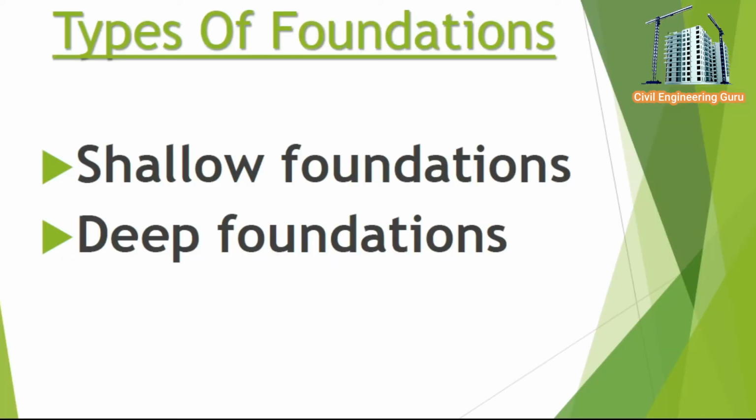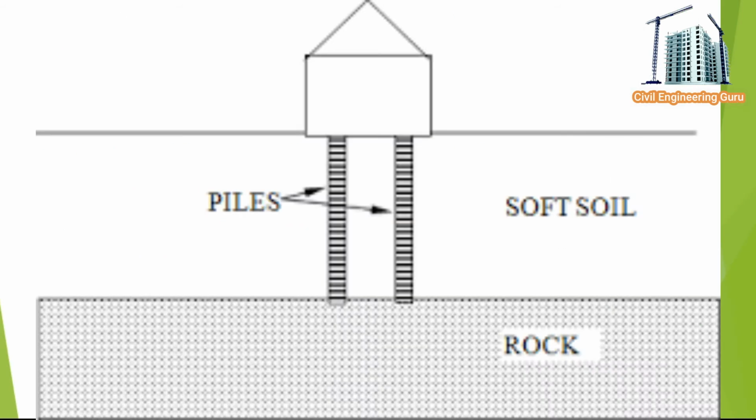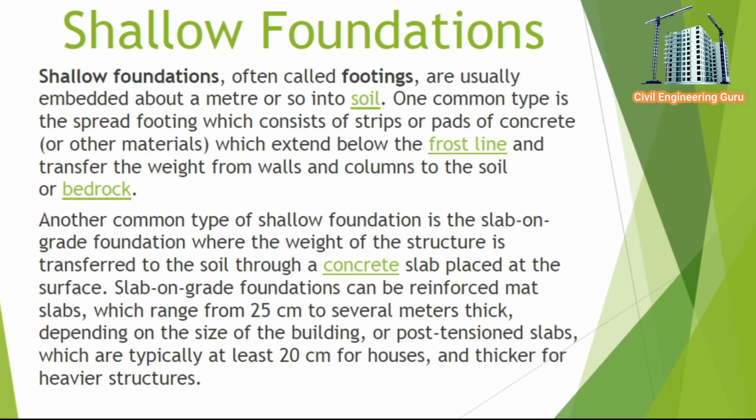There are different types of foundation engineering, such as shallow foundations and deep foundations. Now we discuss the first type of foundation engineering, that is shallow foundations. Shallow foundations, often called footings, are usually embedded about a meter or so into soil. One common type is the spread footing, which consists of strips or pads of concrete or other materials which extend below the frost line and transfer the weight from walls and columns to the soil or bedrock.